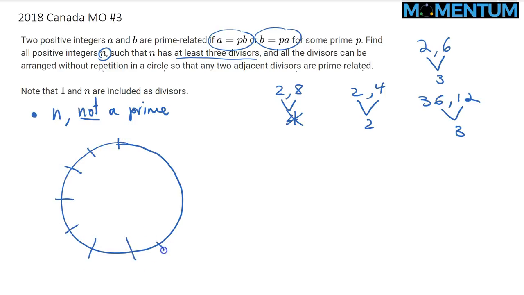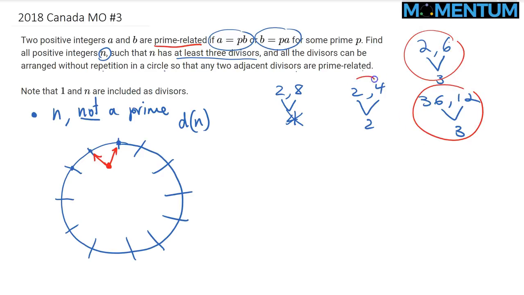So if your number is n and pretend that it has d of n divisors, then all these divisors would be on that circle in such a way that any 2 adjacent entries, divisors, for instance, these 2 are adjacent, they should be prime related, just in the sense that we defined.